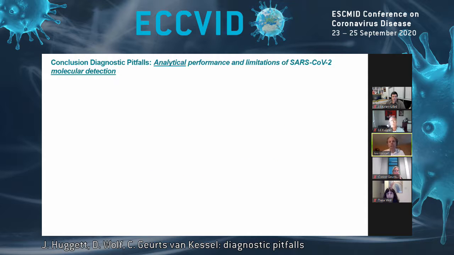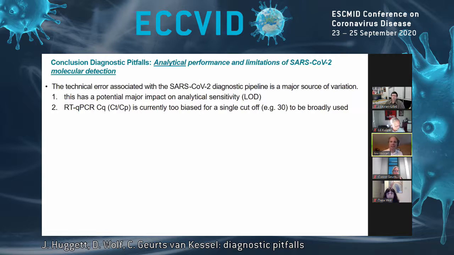So to conclude, looking specifically at the analytical performance of molecular detection, the technical error associated with the SARS-CoV-2 diagnostic pipeline is a major source of variation and has a potential to impact on analytical sensitivity, the limit of detection. And the RT-qPCR Cq value, or Ct or Cp, whatever you want to call it, is currently too biased for a single cutoff to be broadly used nationally or internationally. We cannot say cutoff at 30. And this is not for clinical reasons, it's for purely analytical reasons.